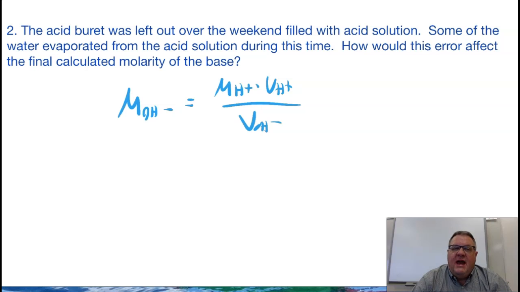Okay, so leaving the acid out to the environment over the weekend evaporated some of the water from the acid. That concentrated the acid solution. So the molarity of the acid is no longer what we think it is. It's actually a little bit larger. And because of that, we had to use less of it. Okay? And so how this experiment was affected is the VH plus is going to be too small. And since that's in the numerator of this equation, our calculated MOH minus will also calculate out to be too small.